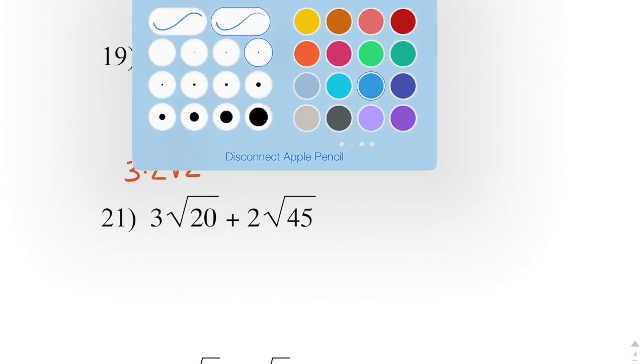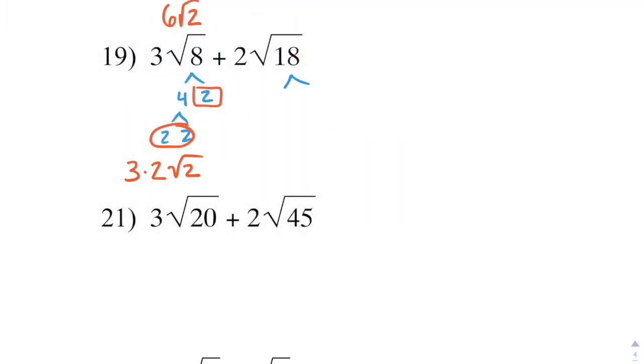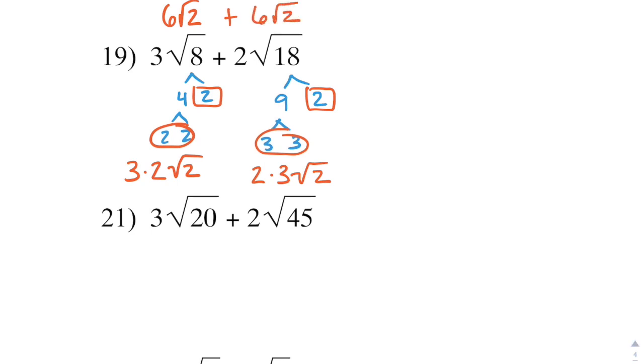18, I'm going to do the same thing with 18. 9 times 2, it's going to be 3 times 3. We have the square root of 3. We have the original 2. We have a pair of 3's. We have a 2 left over. So again, we have 6 square roots of 2. So we do have the same radicand, the square root of 2. So that's a total of 12 square roots of 2. That's my final answer.